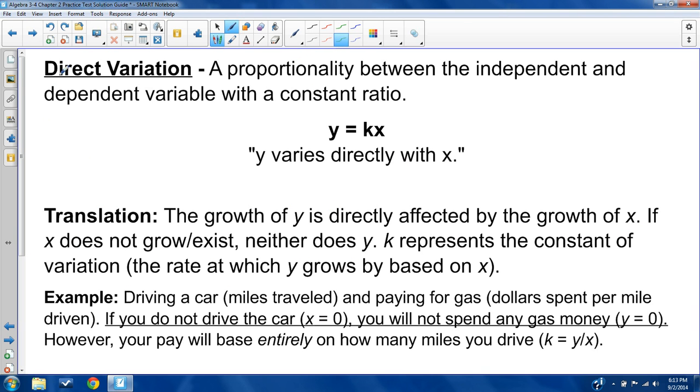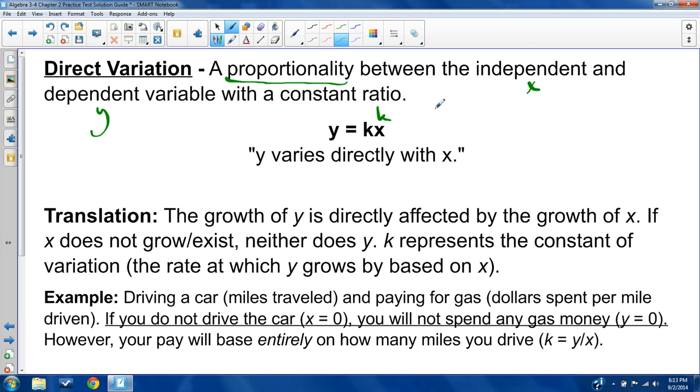Okay, let's talk about direct variation. This is really much easier than we make it out to be. Now, I don't make it out to be that easy either. You can tell I wrote a lot. Okay, but it really is very simple. I don't want to confuse you with it, but let's go through the reading. It's a proportionality, meaning that you can set up proportions with this guy between the independent x and dependent variables with a constant ratio.